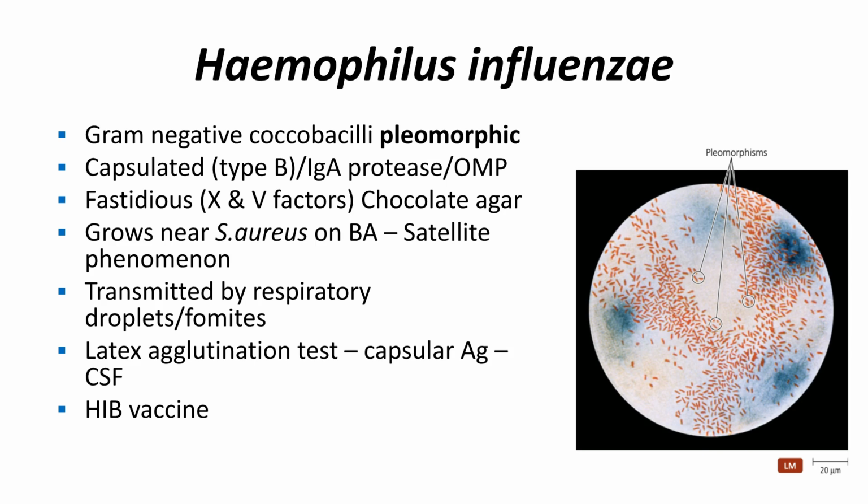When grown near Staphylococcus aureus on blood agar, H. influenzae grows in a ring around the staph colonies because staph releases the V factor. Transmission occurs through respiratory droplets and fomites. For rapid diagnosis, we use latex agglutination to detect capsular antigen directly in cerebrospinal fluid. The game changer has been the Hib vaccine, which dramatically reduced childhood meningitis cases, making it much less common today.